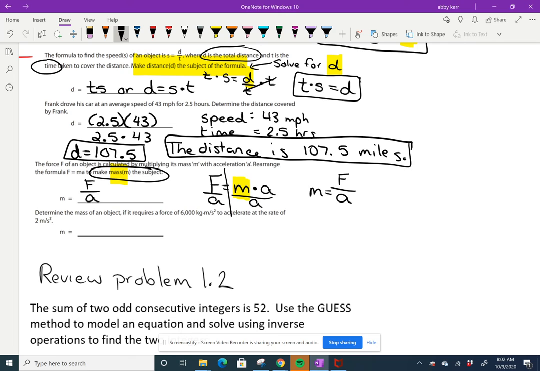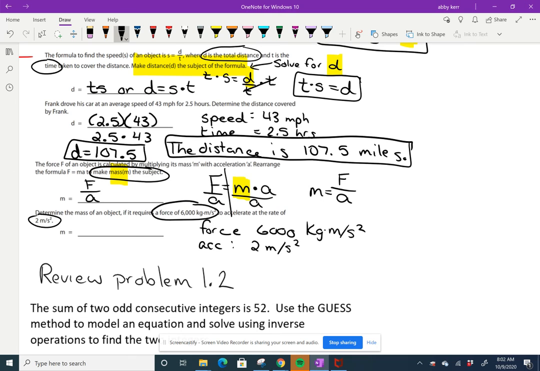Now, some students were confused about this problem. You got to be very careful because it says force is 6,000 kilograms times meters over second squared. And if you don't know the units right now, that's okay. In physics, you will. Acceleration is 2 meters per second squared.